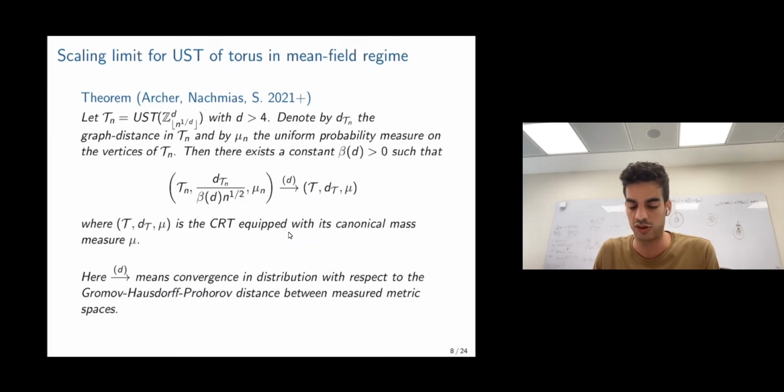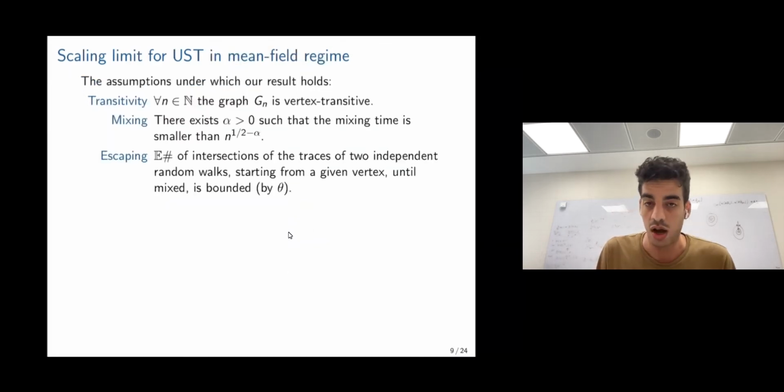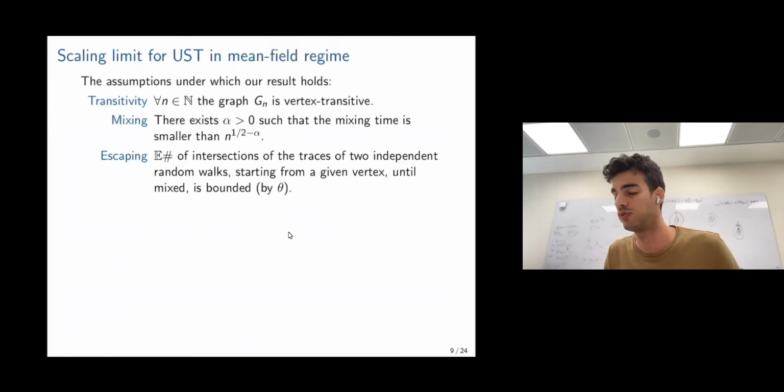In lower dimensions, the distances will be much larger than square root n between two vertices, and we do not expect to see this behavior. So this is maybe the most special case of our result, which actually holds under the following assumptions.